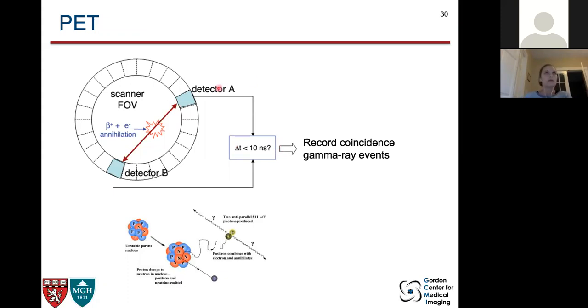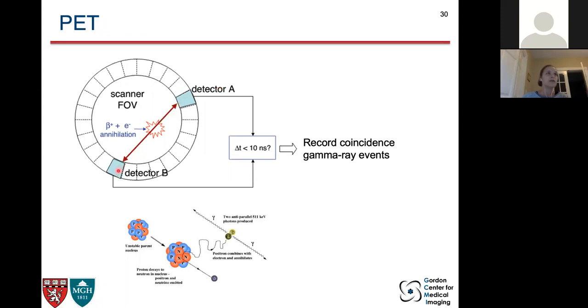So this is the basic working principle of PET. You have an event happening here, so a positron is emitted. This will quickly annihilate and result in the emission of 2 back-to-back annihilation photons, or 511 keV gammas, that are hitting a detector here and a detector here.